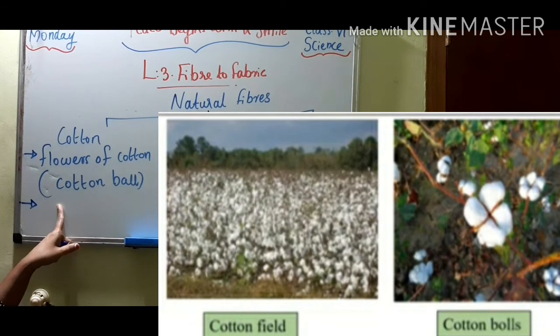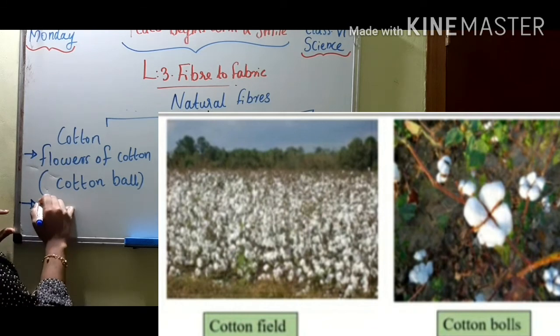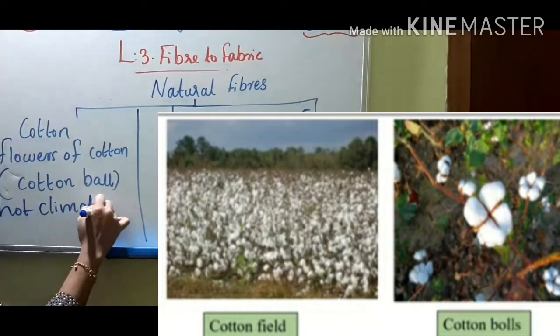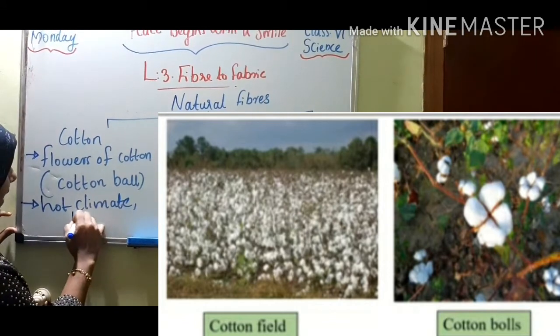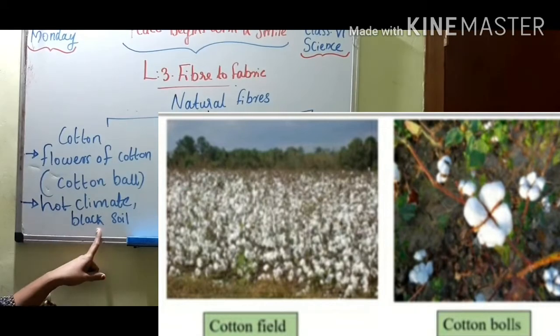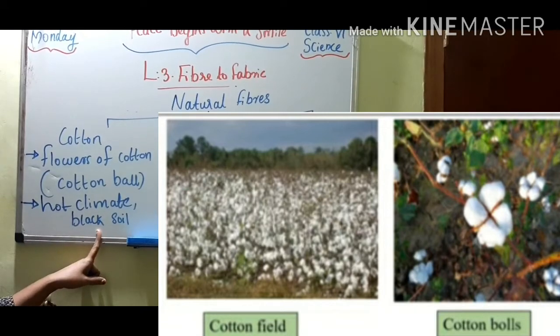Okay, for harvesting the cotton plant, the plant needs a suitable climate. That means it needs a hot climate, and the soil should be black soil. Okay, black soil. This is for better harvesting of the cotton plant.